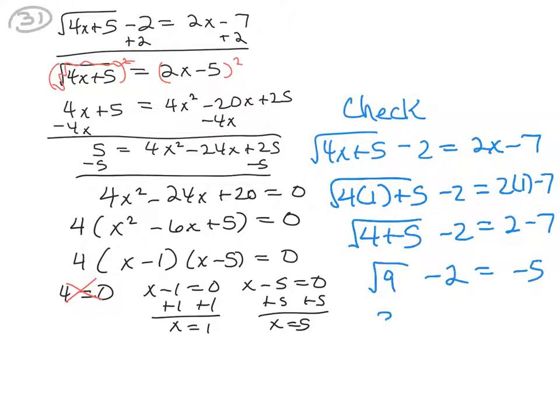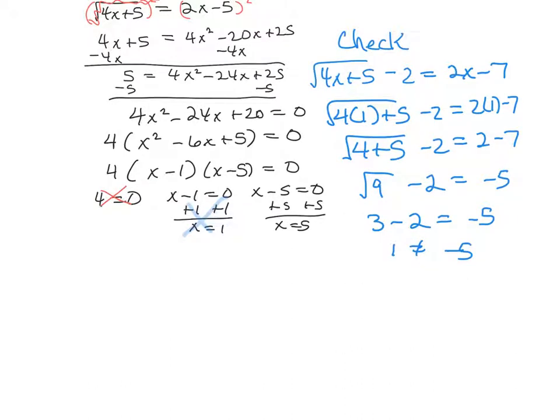Square root of 9 is 3. And then here I get 1 is not equal to negative 5. So that solution does not work. So positive 1 is not a solution.